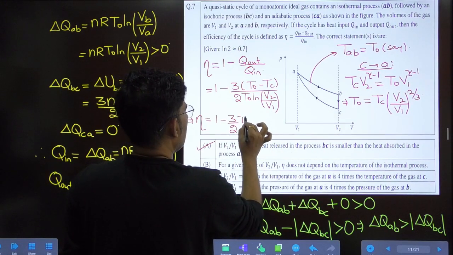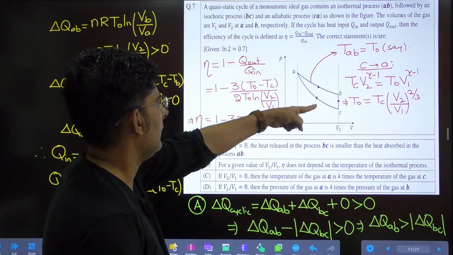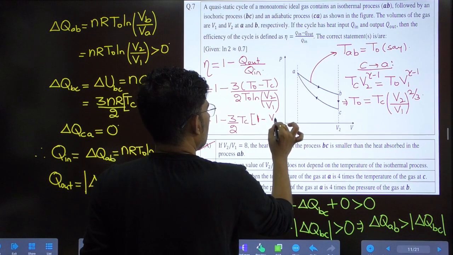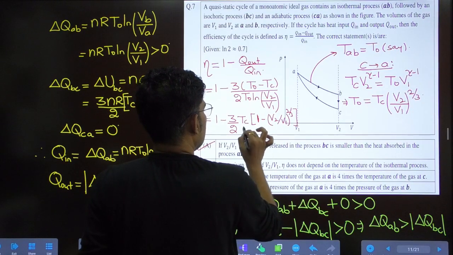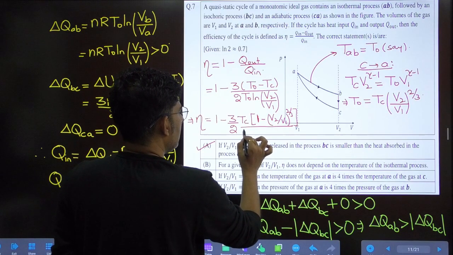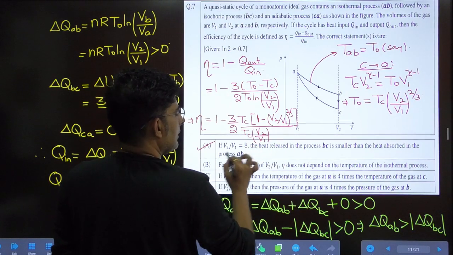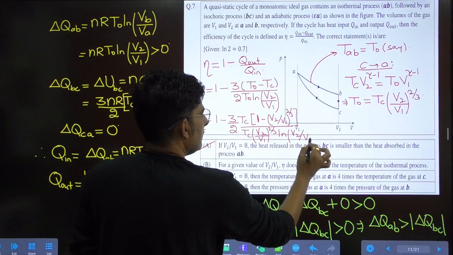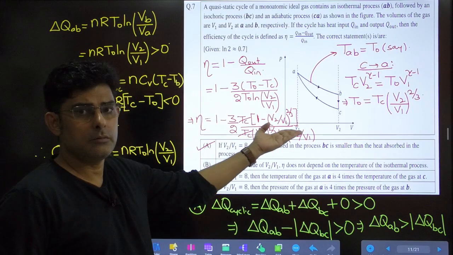Tc you can take common, and we have 1 minus (V2 by V1) power 2 by 3, and in the denominator also the T naught value you can substitute in terms of Tc. So Tc (V2 by V1) power 2 by 3 and natural log V2 by V1. So you can see from here that there is no term of T naught.